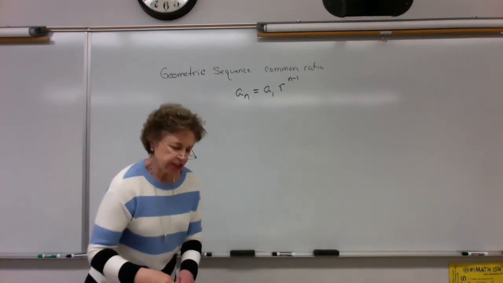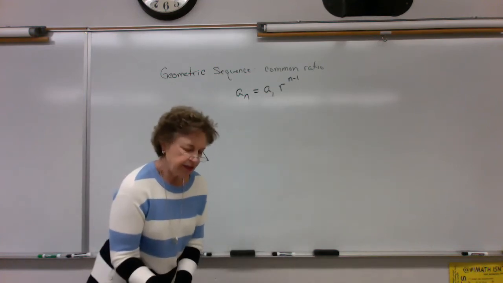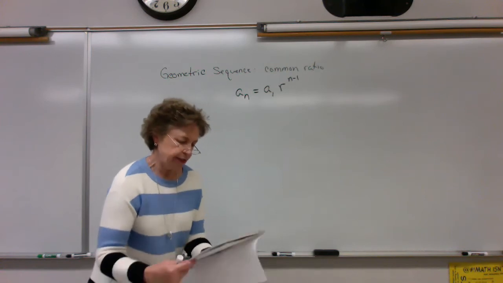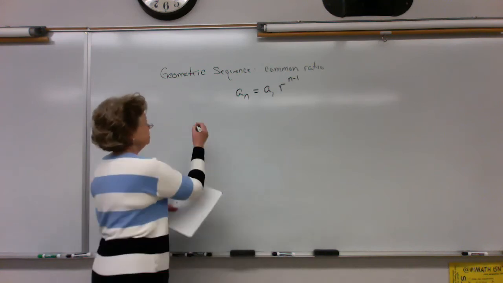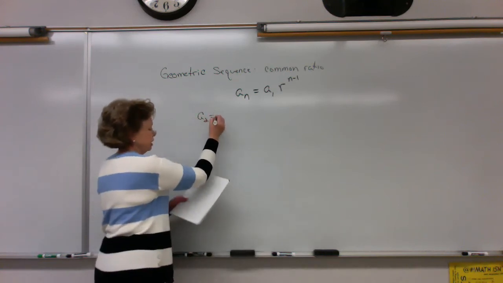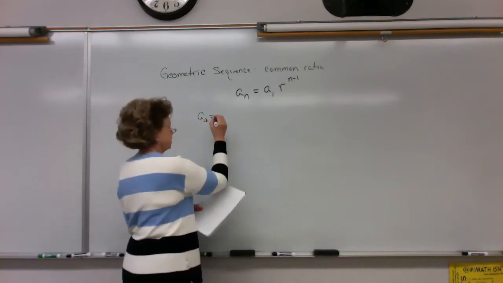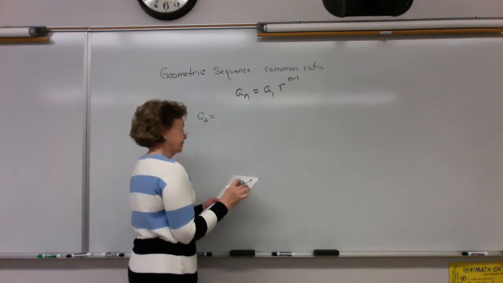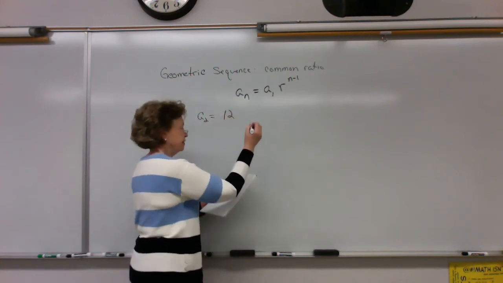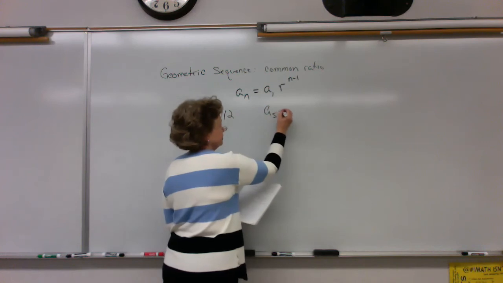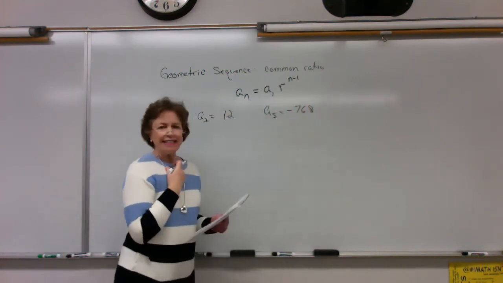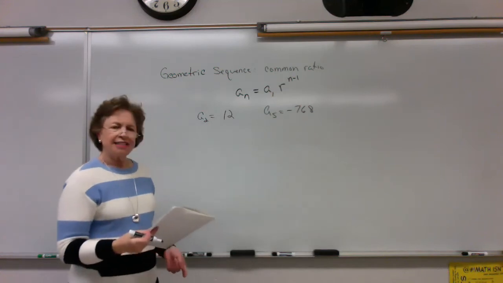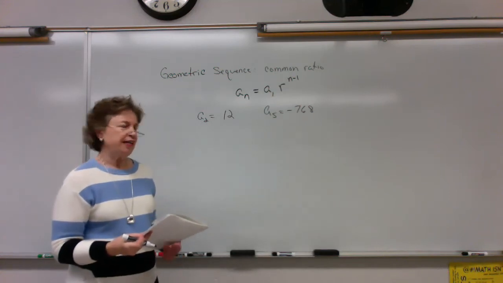This time we're asked to write a rule given 2 points. And so in the book they used a sub 2, and they told us that that was, what did they tell us? That was 12. And they gave us the 5th term, so a sub 5. And they said that was negative, excuse me, 768. And so we were asked to write a rule for the nth term.